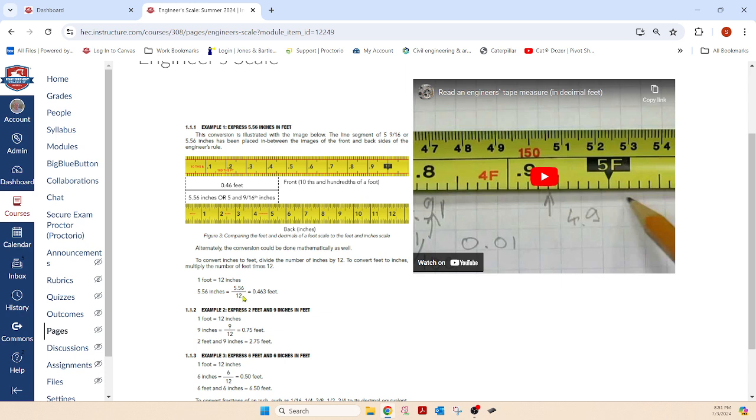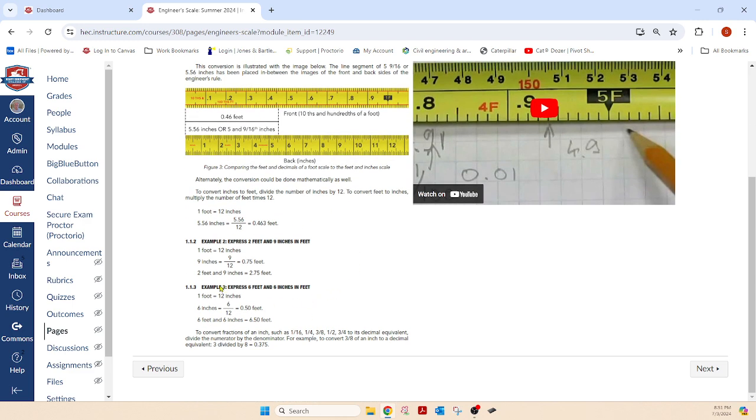Here it is where it says divide 5.56 by 12, you get your 0.463. And then you've got 9 inches. 9 divided by 12, that's 0.75 feet. See, 9 inches is 3/4 of a foot. You can imagine that, I think. But this is the proof of it, or the calculations of it.